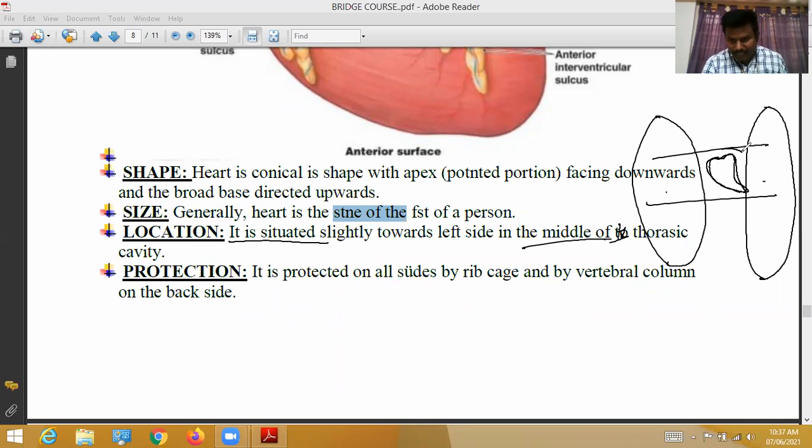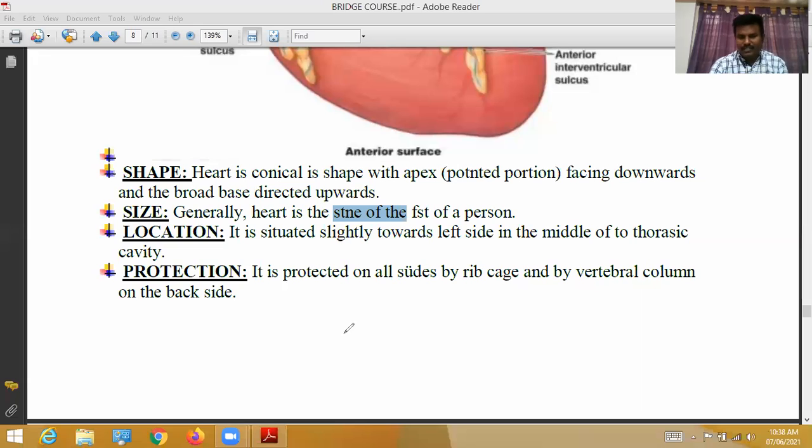In the middle of the thoracic cavity, where the heart is located, there is a groove. That groove is called the mediastinum.